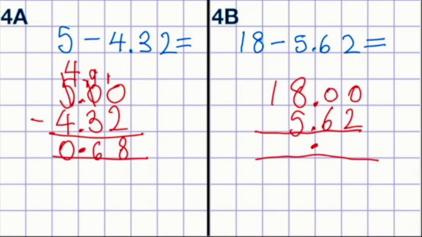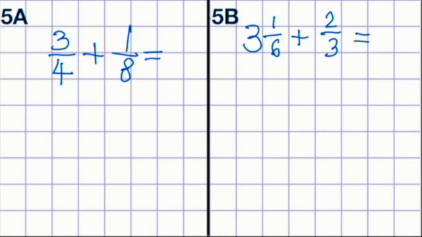And just as in the last example, I'm going to have to go to the 8, make that into 7, that's 10. Make that into 9, that's 10. 10 subtract 8 is 2. 9 subtract 6 is 3. 7 subtract 5 is 2. And then we just have a 1 there. So the answer is 12.38.